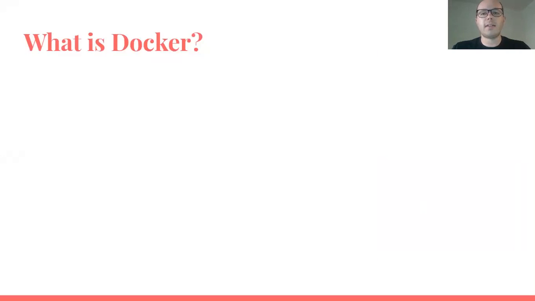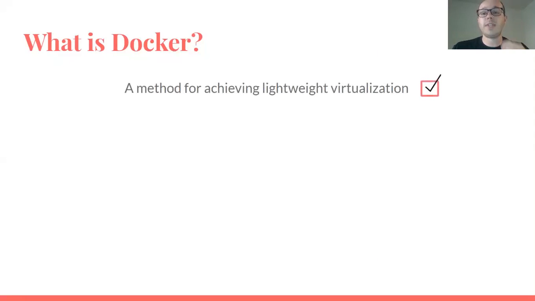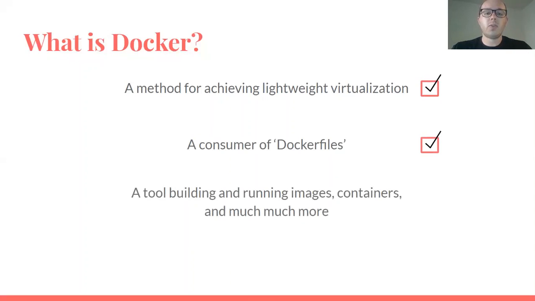So what is Docker? Well, really quickly, it's a method for achieving lightweight virtualization, that's for sure. It's a consumer of an artifact called Dockerfile. It's also a tool for building and running images, containers, and much, much more. So it's all of these things. It's really not just one tool, it's several tools all wrapped up together. Perhaps you could call it an ecosystem if you wanted, but I'm going to focus on this key piece, the Dockerfile, which is an input to a lot of the tools in this overarching Docker ecosystem.